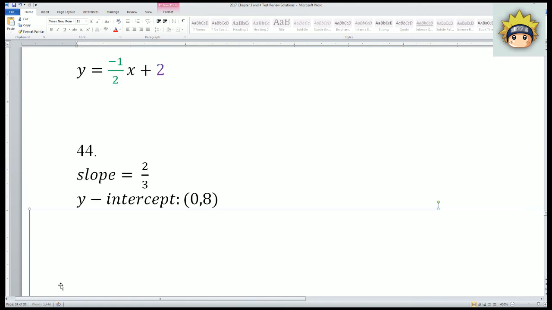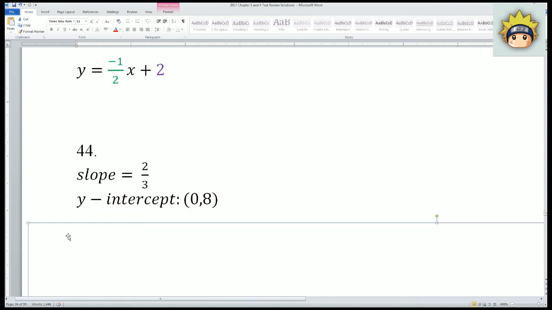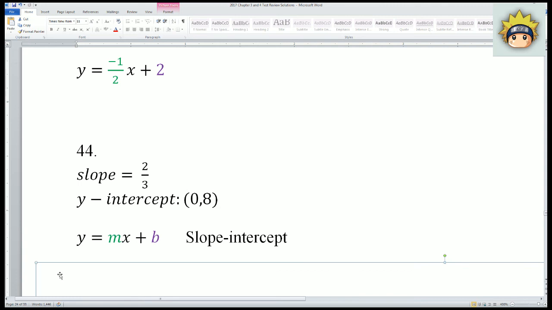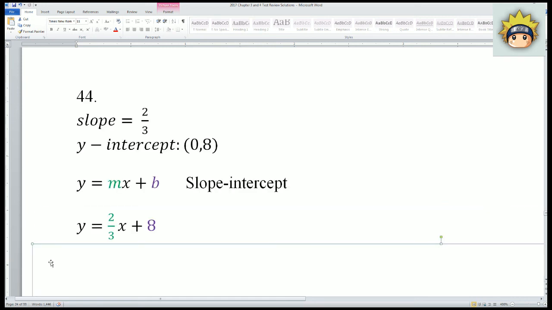Next, 44. Slope is 2/3. Y-intercept is 0, comma 8. We first write the slope-intercept form, which is y equals mx plus b. Make the substitution for m, which is 2/3, and the y-intercept is 8. There you go. That is your solution for 37 through 44.